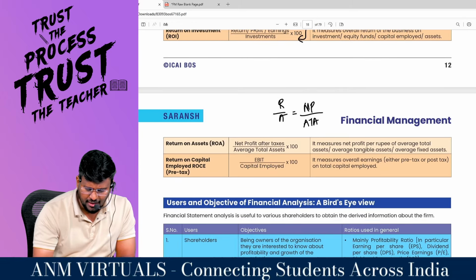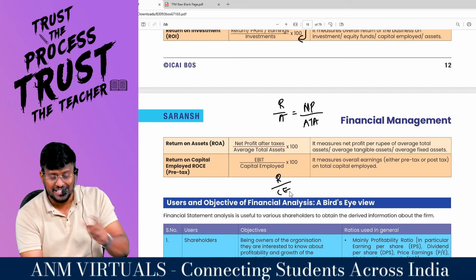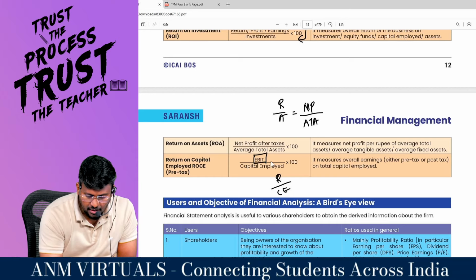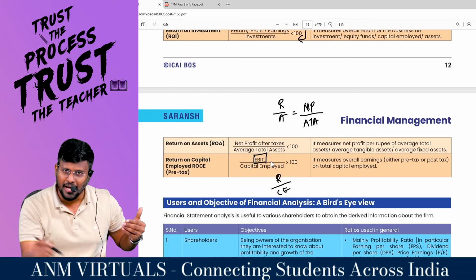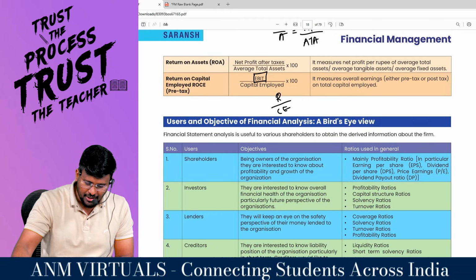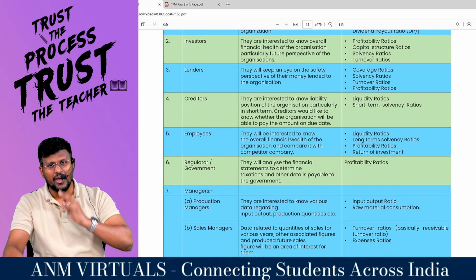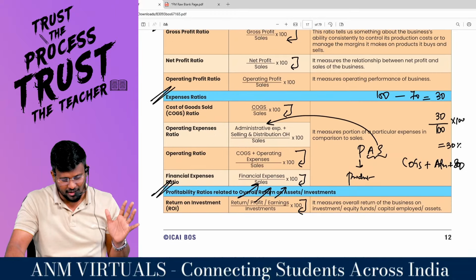Return on capital employed, sir, which is nothing but return divided by capital employed. What is that return? EBIT is that return. So EBIT, I already told, sir, the asset side of the balance sheet generates EBIT. So EBIT divided by capital employed into 100. These are the various very important formulas for our examination, my dear lovable students.